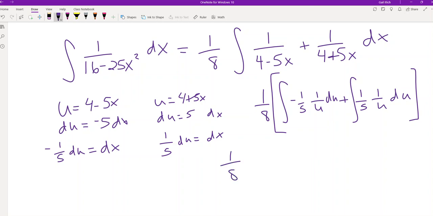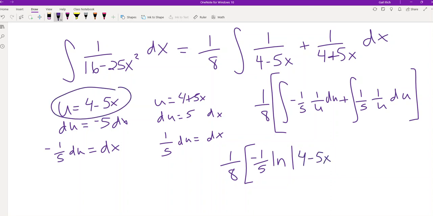So you'll have the 1/8, and then the integral of this will be, sorry about my voice, negative 1/5 ln absolute value of u. But in this case, the u was this value, so that's going to be 4 minus 5x. Plus, you'll have positive 1/5 times the ln of the u, which in this case was 4 plus 5x, so absolute value of 4 plus 5x.